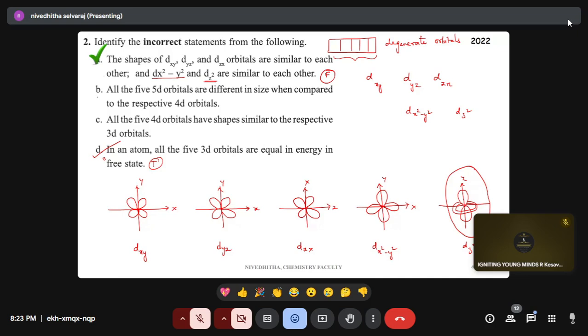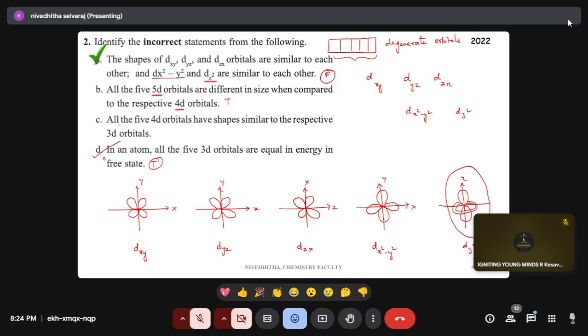Now, let us see the second statement. All the 5d orbitals are different in size when compared to the respective 4d orbitals. Of course, see here this is the fourth shell, this is the fifth shell. As the n value increases, the size of the orbital increases and not the shape, right? So the statement is true.